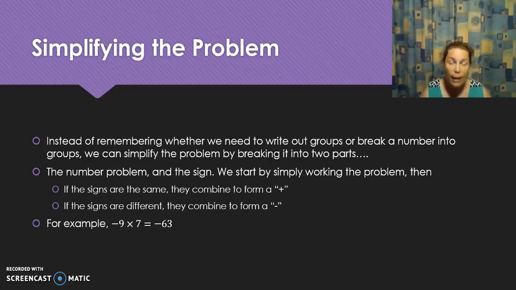For example, if we look at our problem, negative 9 times 7, do the number part first. So 9 sevens are 63. Then we have a negative by a positive, and that creates a negative. So our overall answer is negative 63.